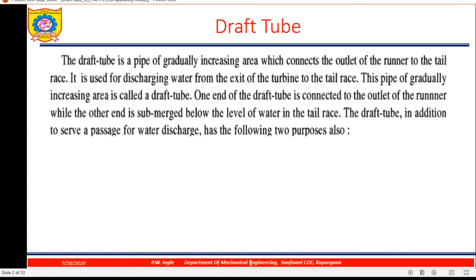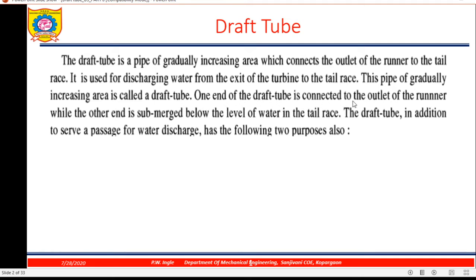Now what happens in a reaction turbine, you are continuously converting pressure energy into kinetic energy. So at the end of the runner, the pressure of water may be less than atmospheric, but water we have to discharge at the tail race. So that's why we have to increase the pressure of this water. So we provide a diffuser type of tube, where the area in the flow direction increases, and that is nothing but known as the draft tube. So the pipe of gradually increasing area is known as the draft tube.